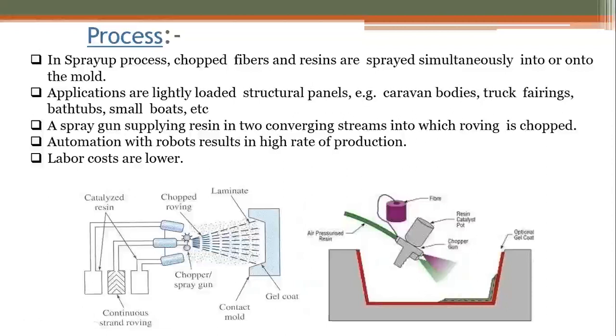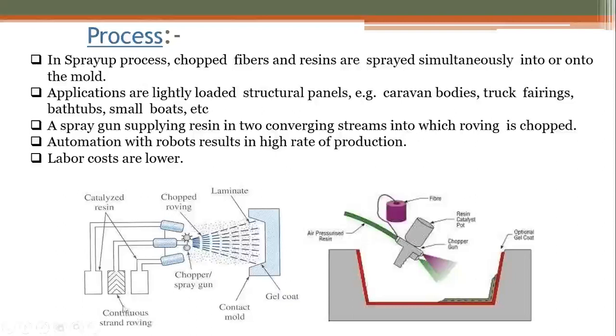Next, coming to the process, these chopped fibers and resins are sprayed simultaneously onto the mold. Their general applications are lightly loaded structural panels and caravan bodies and truck fairings, bathtubs, small boats, etc. So these are all the different applications. Next, in this spray gun the resin is converging into two streams, into which the roving is chopped into small pieces, that is called powder fibers, and this can be automated with robotics, resulting in a high rate of production, and labor costs are very low compared to the other methods.